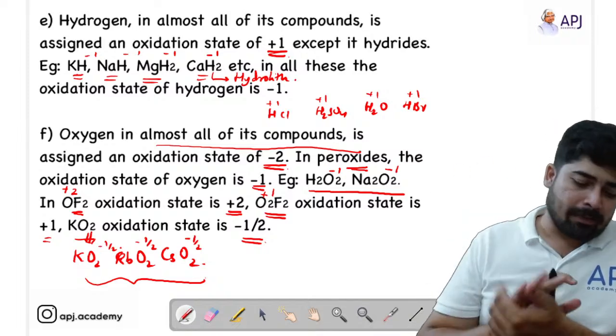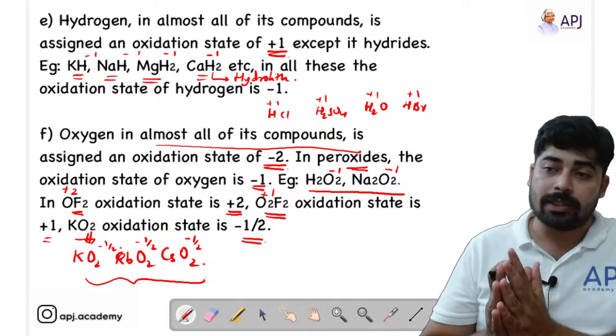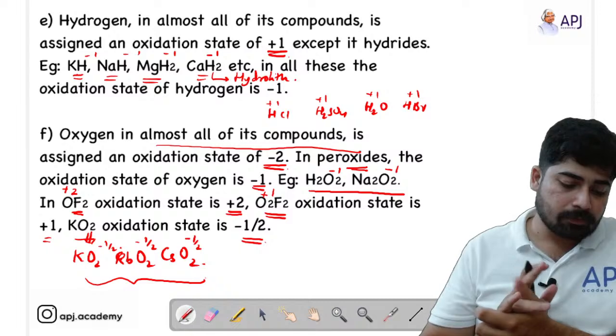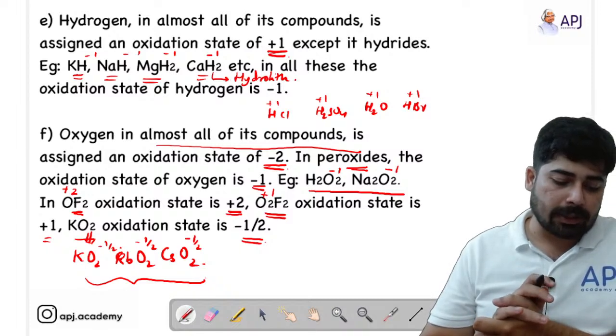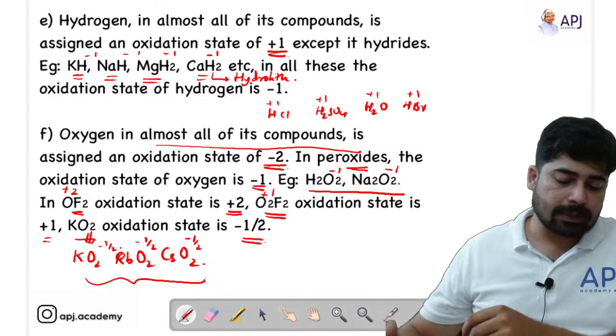Apart from these compounds, the oxidation state of oxygen is -2. That is what you have to remember. Okay. Hope this is clear, students. Shall we move on to the next one? Yes.